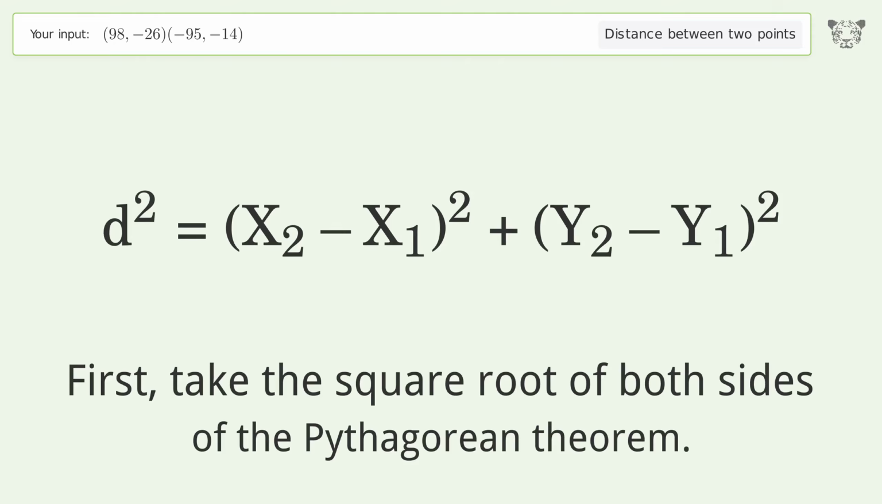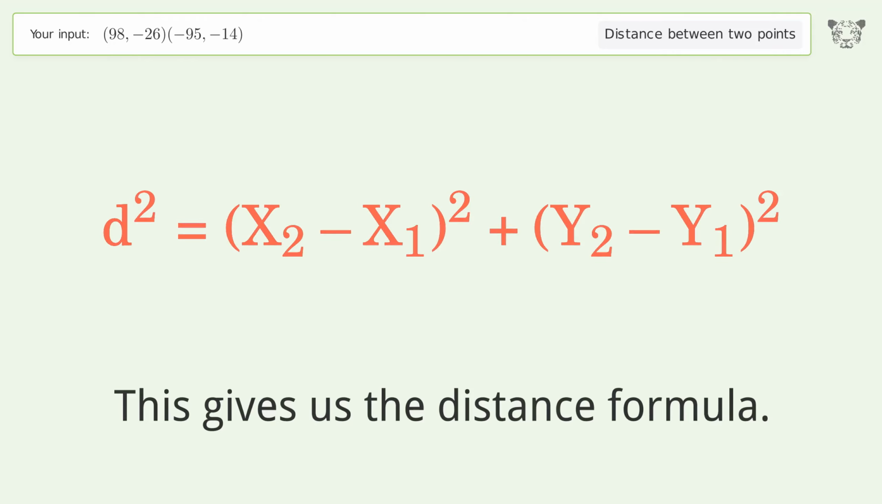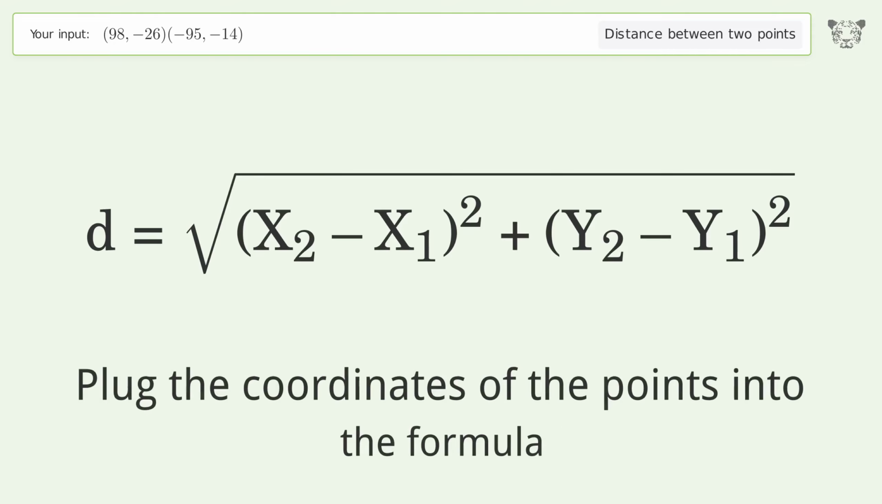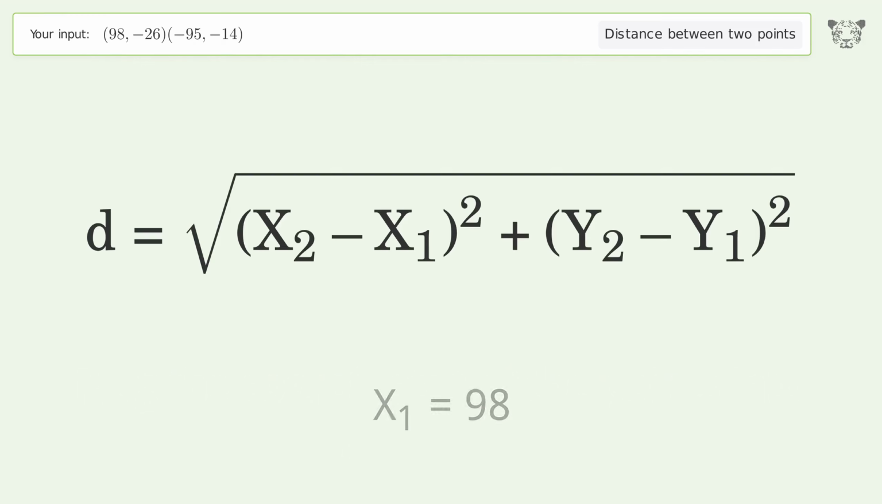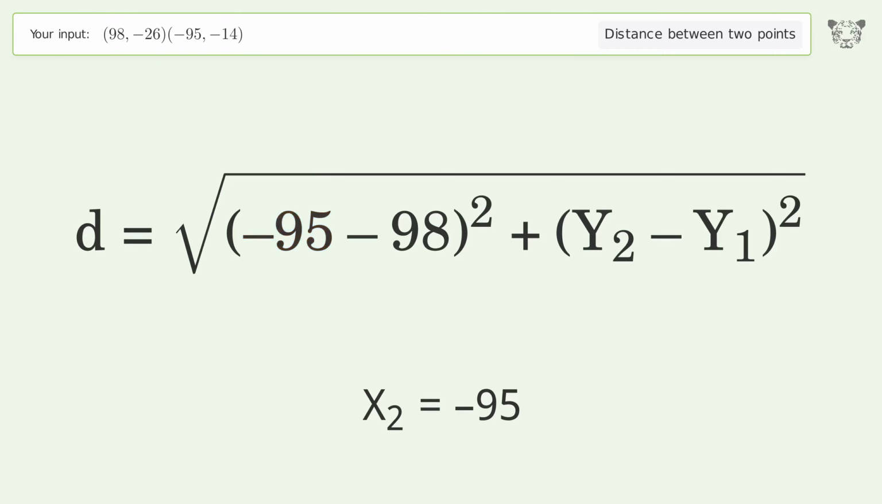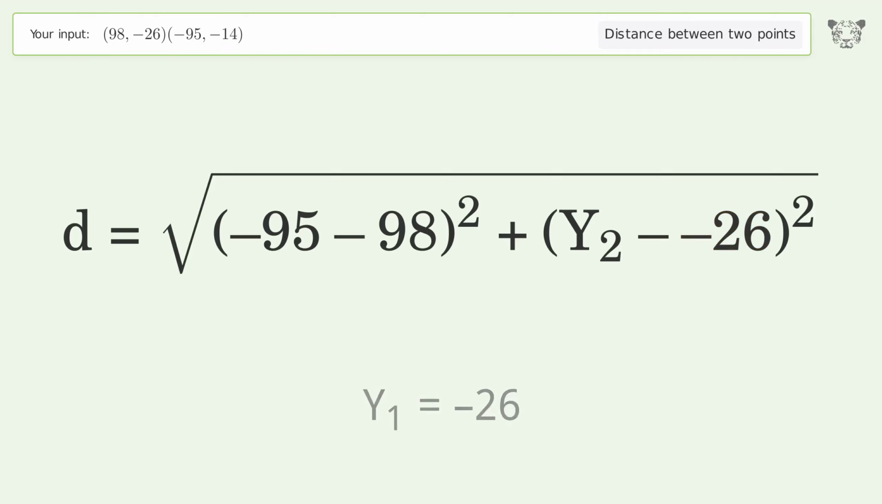First, take the square root of both sides of the Pythagorean theorem. This gives us the distance formula. Plug the coordinates of the points into the formula. x1 equals 98. x2 equals -95. y1 equals -26. y2 equals -14.